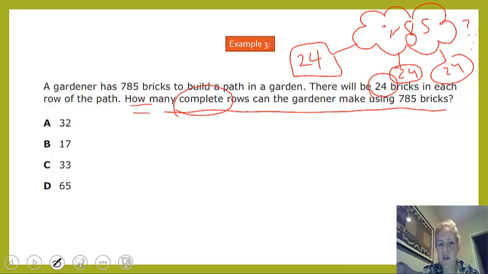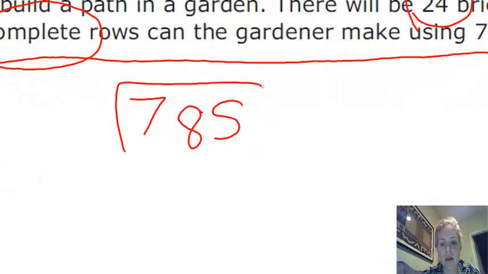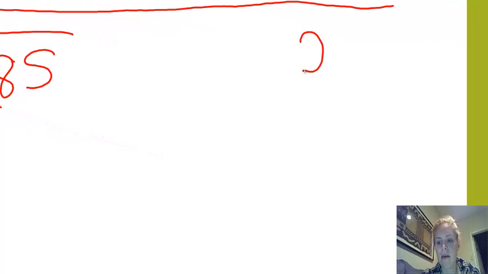So the reason I know this is division is because I'm taking this big total of bricks and I'm shrinking it down into smaller pieces, but they're equal. So let's go ahead and divide. 785 divided by 24. 24 does not go into 7, but 24 does go into 78. I'm not sure how many times, so I'm going to say 3 times, maybe.